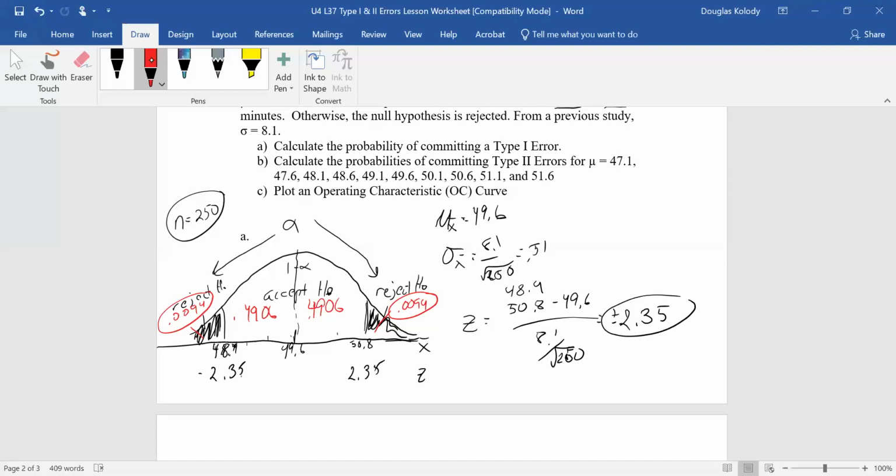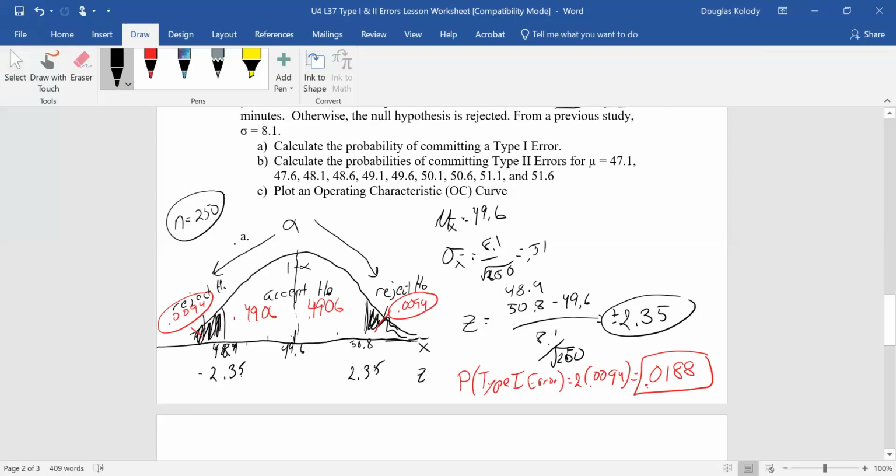So the probability of committing a type 1 error is 2 times 0.0094, which is 0.0188. And that's it. Congratulations, I just did part A with you. You do not have to do part A for homework. I just did it with you. There it is, done. So really, it's just a z-score question.